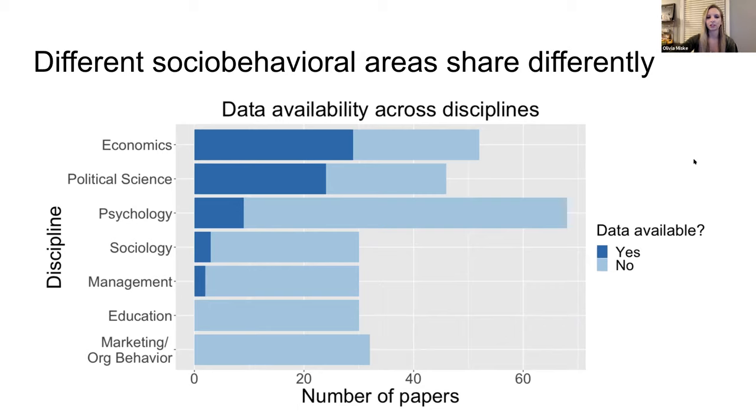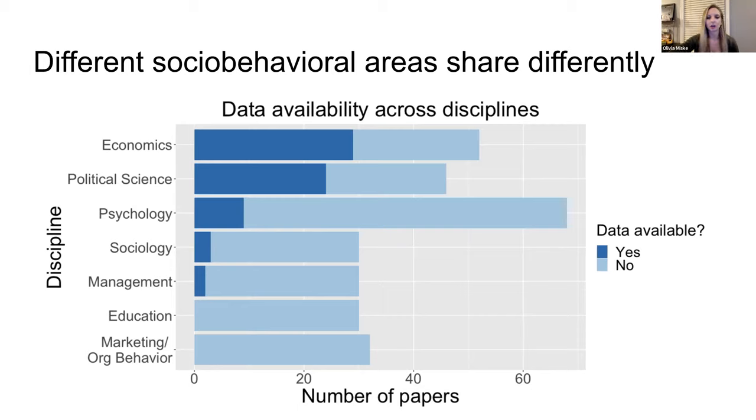So for instance, sensitive HSR data or data protected under copyright or blocked by a paywall sometimes can't be shared or is really hard to share. So of course, we have to keep this in mind when looking at data sharing within different disciplines.